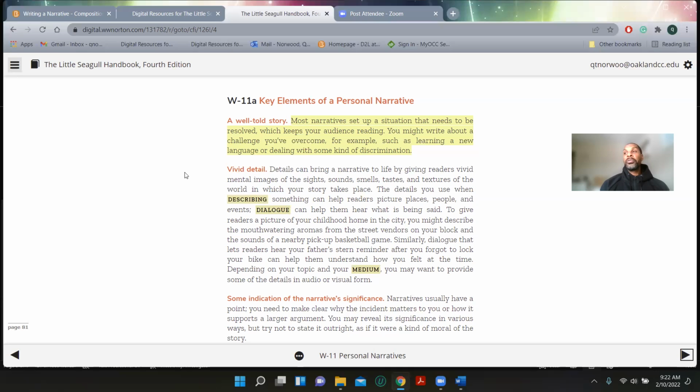Dialogue is helpful too. Like if I say, when I was 15 years old, I got caught sneaking in the house after staying out too late. And after my mom caught me, we had a heated exchange. Actually, it wasn't an exchange, it was just her yelling at me. Exchange implies a two-way conversation. All right, so that sounds good.